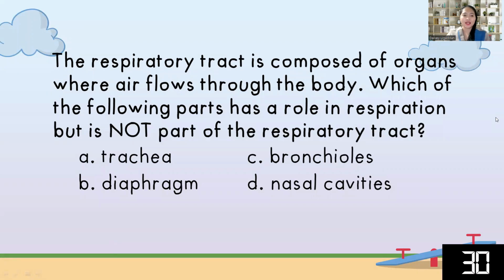Question number 6. The respiratory tract is composed of organs where air flows through the body. Which of the following parts has a role in respiration but is not part of the respiratory tract? Is it A, trachea, B, diaphragm, C, bronchioles, or D, nasal cavities? Key in your answer on the comment section.